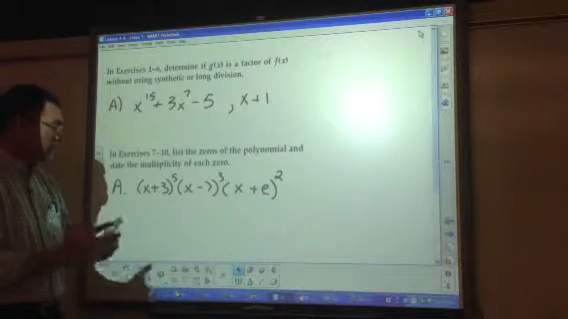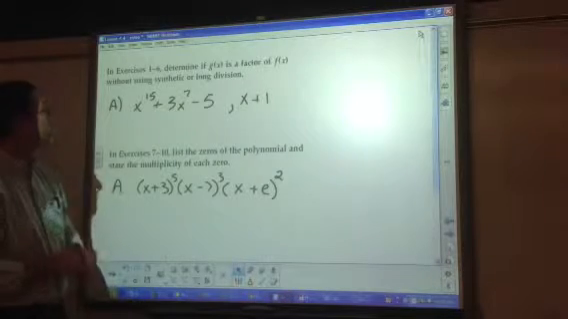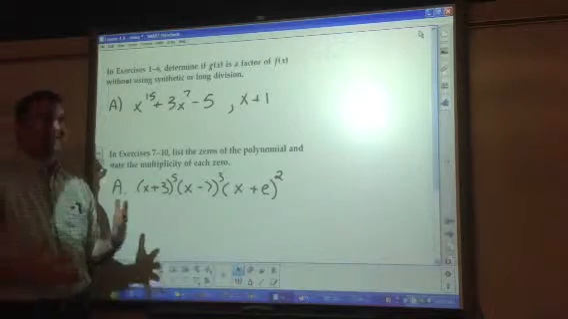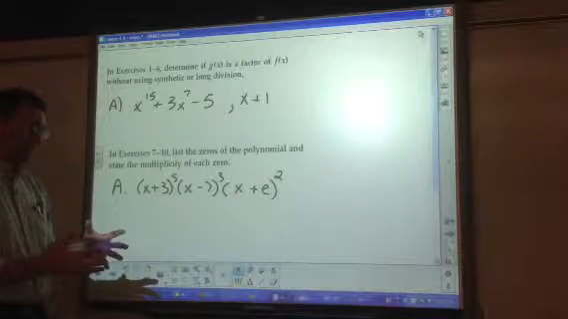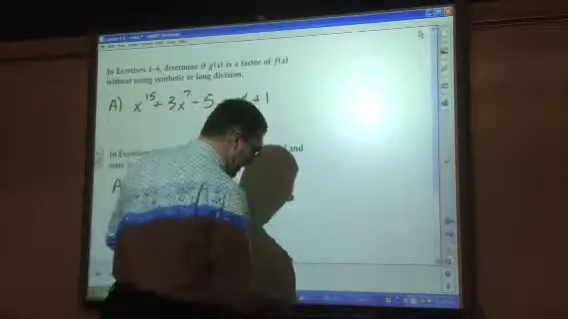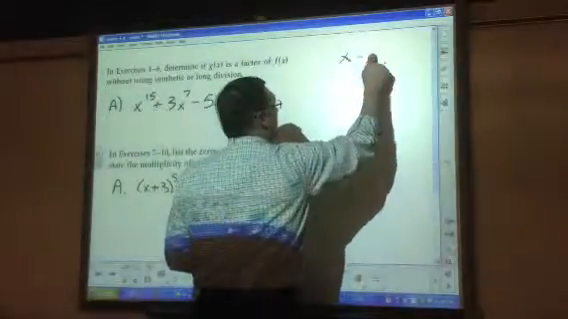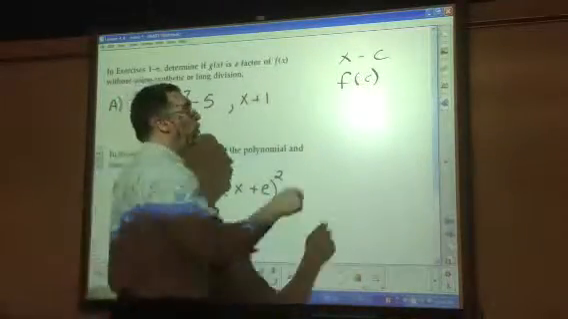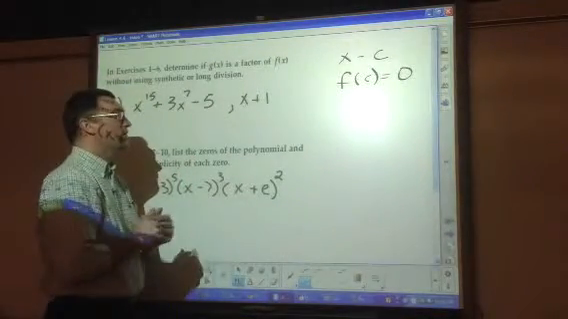We're going to work on some of the basics of that, and then we'll do a couple of examples for you. So first of all, some of the things we want to be reminded of is how do I know if something is a factor or not? I know something's a factor if I plug in the zero for that factor and I get 0 for it. All factors are written in the form of x minus c. So we want to know, if I put c in for x, will I get 0? If I get a 0, then we know it's a factor. If I don't get 0, then it's not.